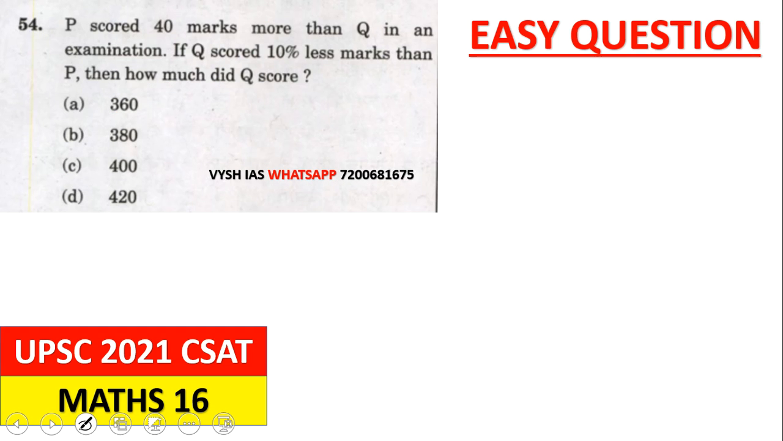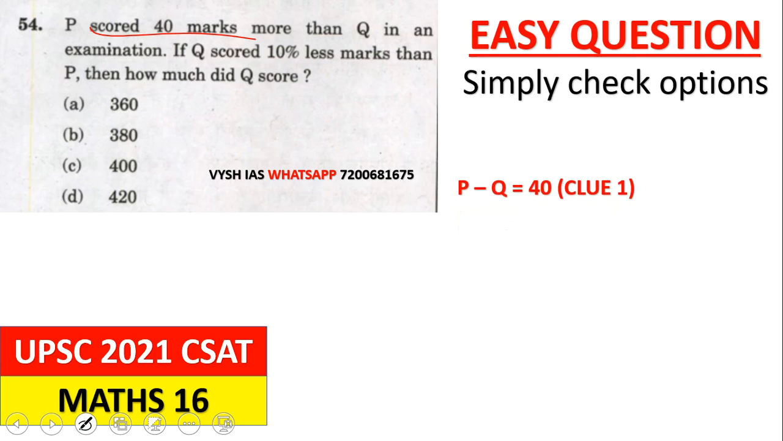Now this one again, maths, percentage. P scored 40 marks more than Q in an examination. Okay, P scored 40 marks more than Q. So it's a simple formula. P minus Q equal to 40. Okay, suppose P scored 100, Q scored 60. Suppose, okay, I'm telling, because they're telling P minus Q is equal to 40. Next is a little difficult one. Q scored 10% less marks than P. How will you write it as a formula? Q scored 10% less marks than P.